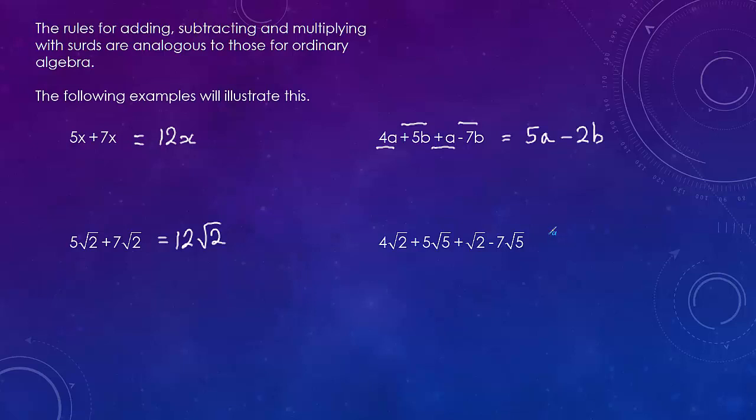Now, let's look at the same thing, but this time we have root 2 instead of a and root 5 instead of b. So 4 root 2's add a single root 2 is going to give me 5 root 2's. 5 root 5's take away 7 root 5's would give me minus 2 root 5's. Just look at how it is analogous.